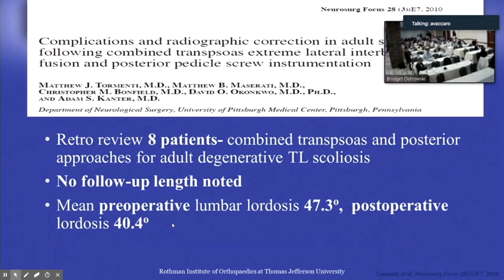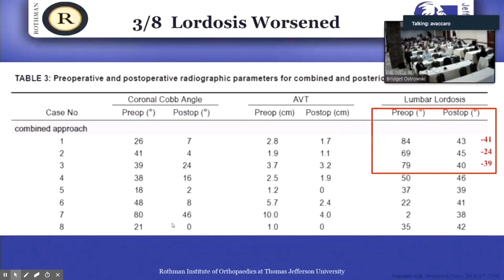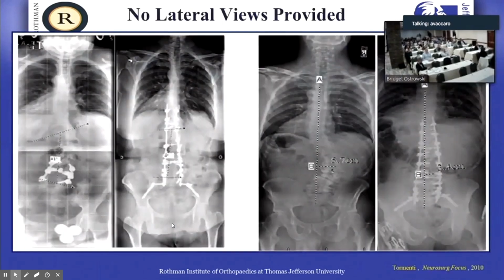This is one of the first papers that came out. You see the date, 2010. 8 patients, no follow-up. Mean lumbar lordosis, 47 degrees pre-op. It was 40 degrees post-op. These patients actually became kyphotic. And when you read the paper, the patients lost 40 degrees of lordosis at certain levels, and this was published. This is the type of literature that comes out. And if you look at the pictures provided, there was not one lateral x-ray. And this is me putting this talk together.